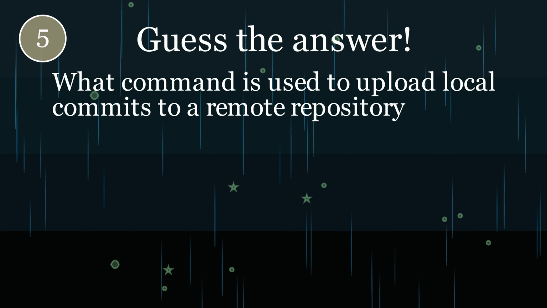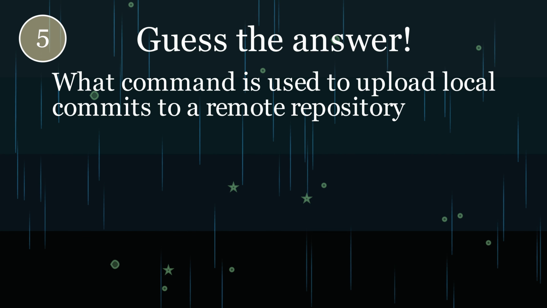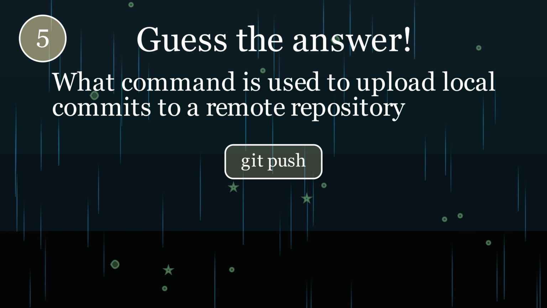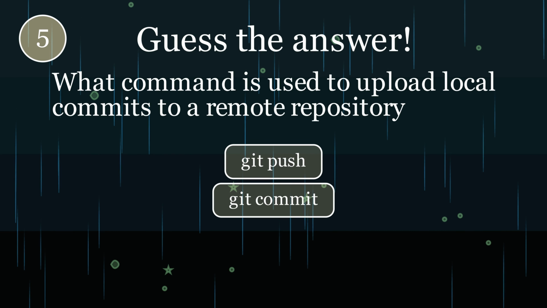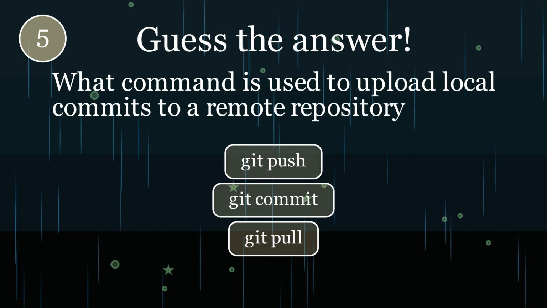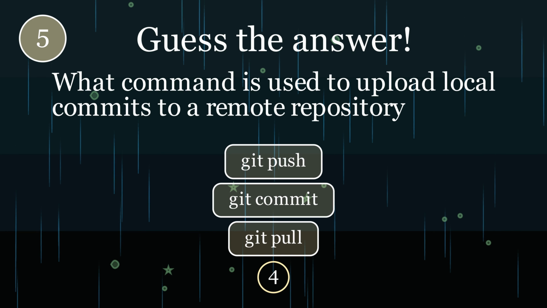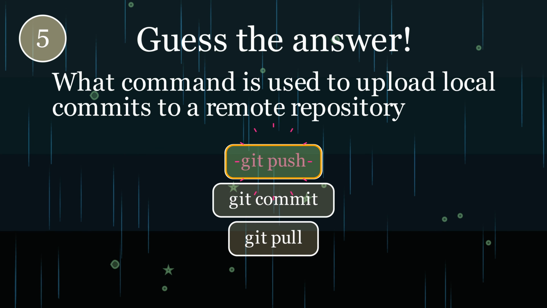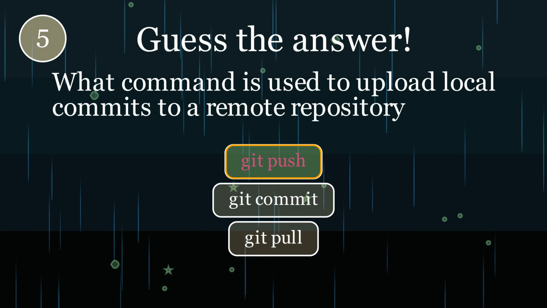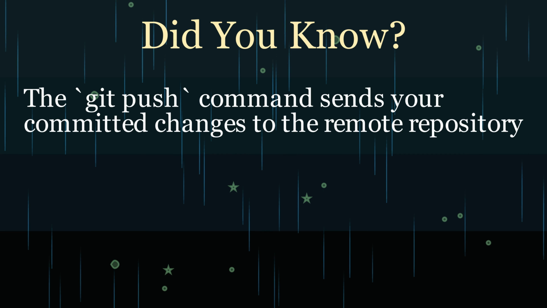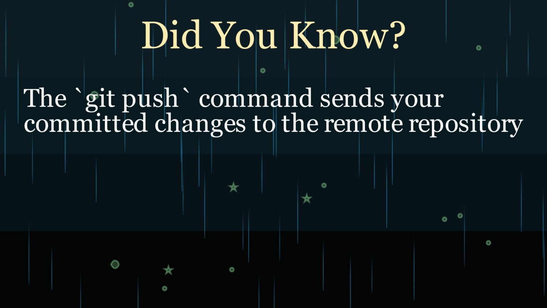What command is used to upload local commits to a remote repository? Git push. Git commit. Git pull. The correct answer is git push. Impress your friends with this fact: the git push command sends your committed changes to the remote repository.